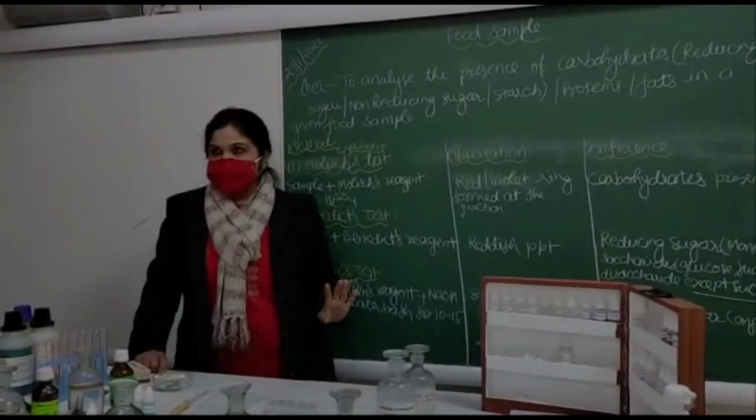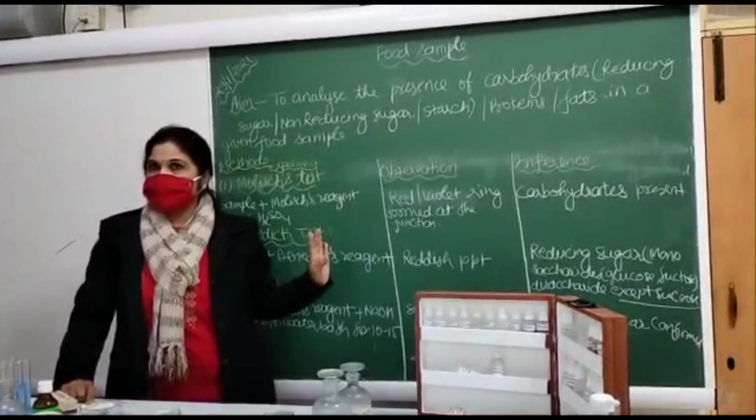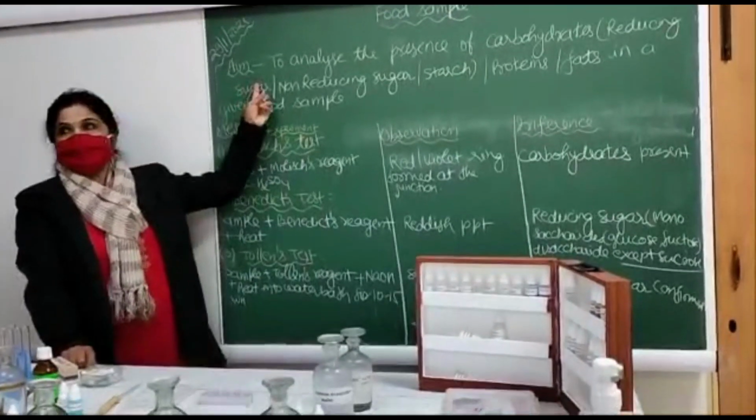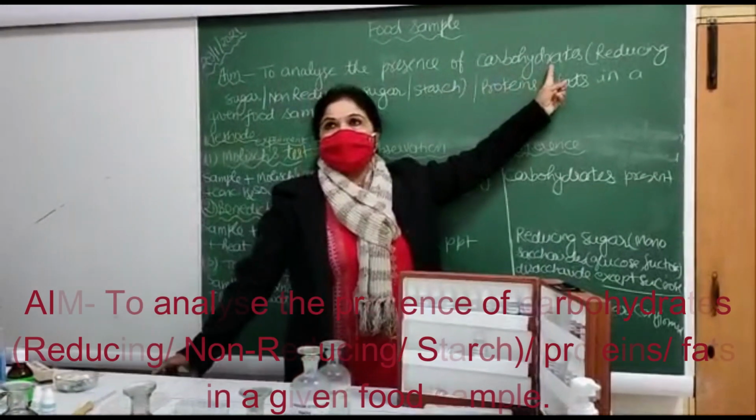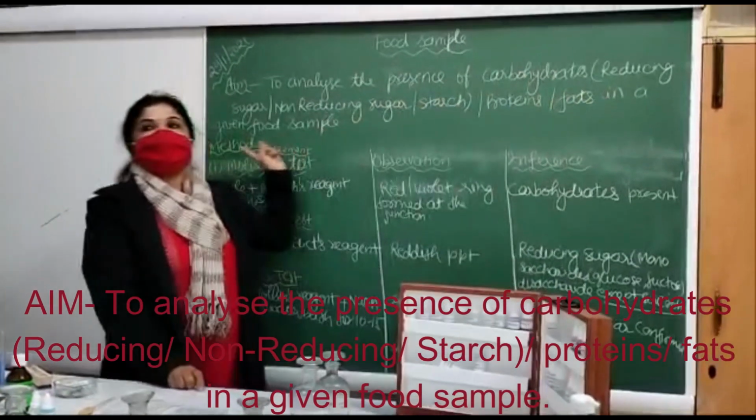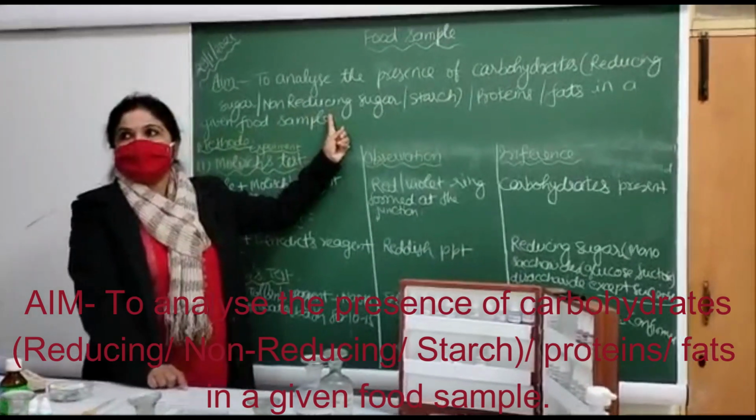We are going to do food sample. This is also one board practical, CBSE board practical. So what is the aim? To analyze the presence of carbohydrate. In carbohydrates, you have to find out whether reducing sugar, non-reducing sugar or starch, that is polysaccharide.